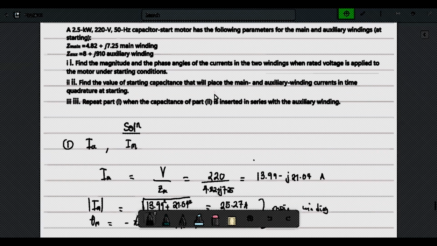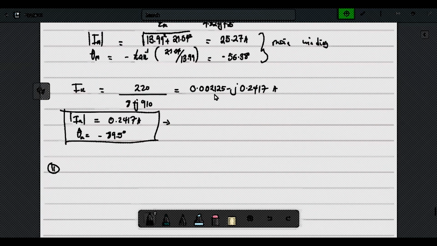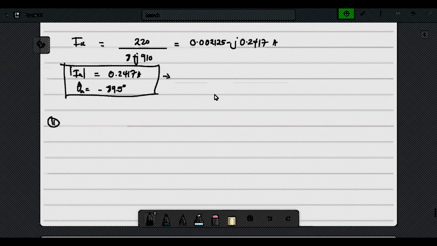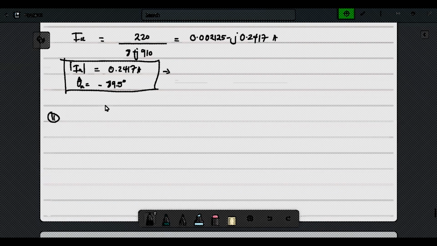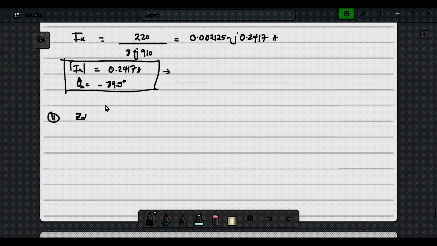So how do we approach this problem here? We need to add a capacitor, okay? That's what we need to do, right? You know that the capacitive reactance is negative, right? So we need to get a new value of ZA. So this is a new value of ZA. I'll call this ZA prime.